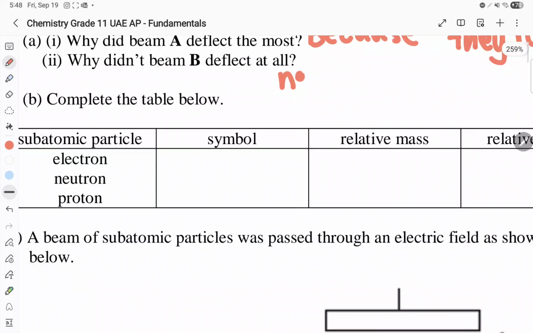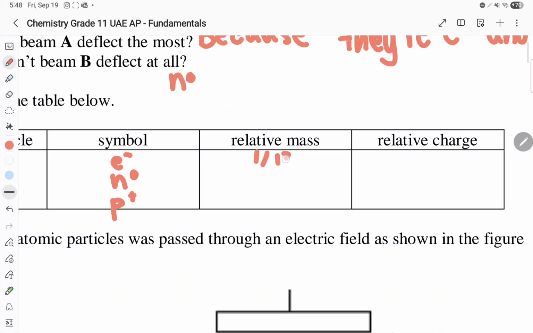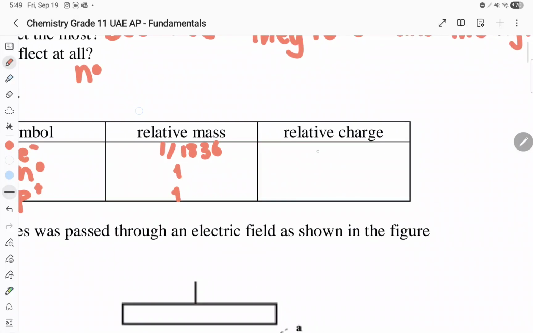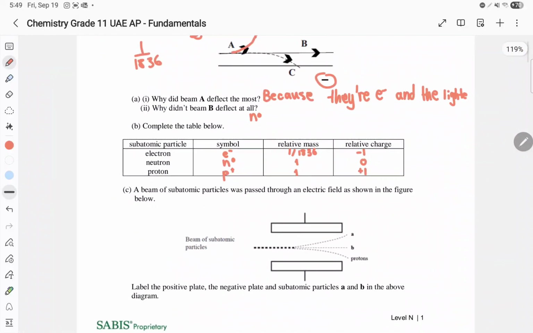Now, electrons, their symbol is e-, neutrons is n0, protons is p+. The mass of electrons is 1/1836, the mass of neutrons is 1, and the mass of protons is always 1. The charge of an electron is -1, the charge of a neutron is 0, and the charge of a proton is +1. These are all things you should just memorize because they come every single time.